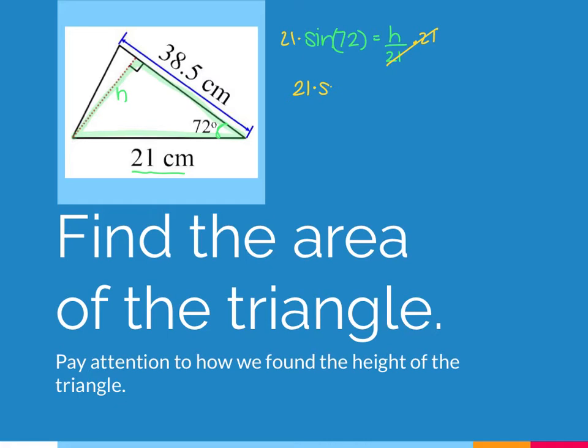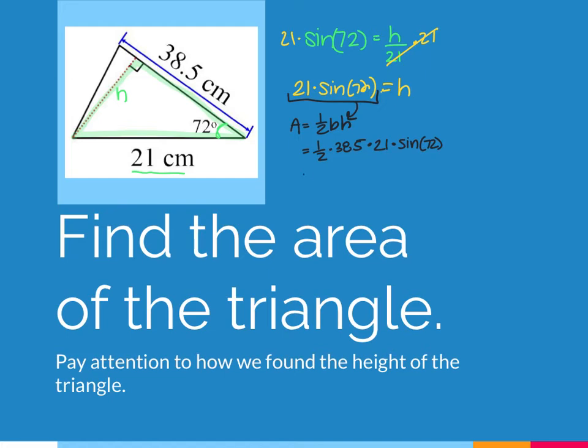So 21 times sine of 72 equals our height. And remember, don't put it in your calculator right now. We're going to look at our area formula. Area equals 1/2 base times height. Let's remember that this whole thing here is our height. 1/2, the base of this triangle. Remember, the base and the height of the triangle have to be perpendicular. So 38.5 is the base because it's perpendicular to the height. Then we're going to multiply it by the height, which is 21 times sine of 72.